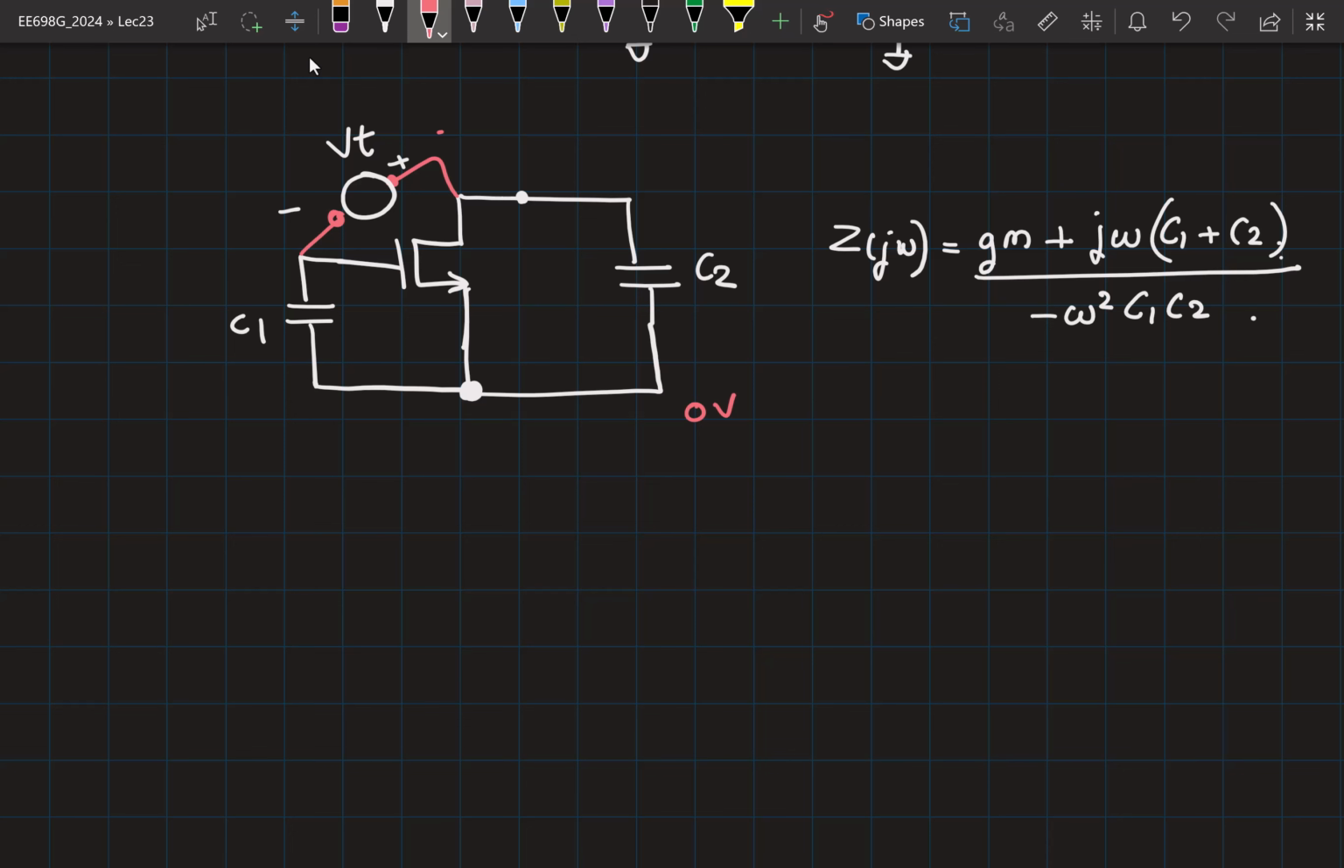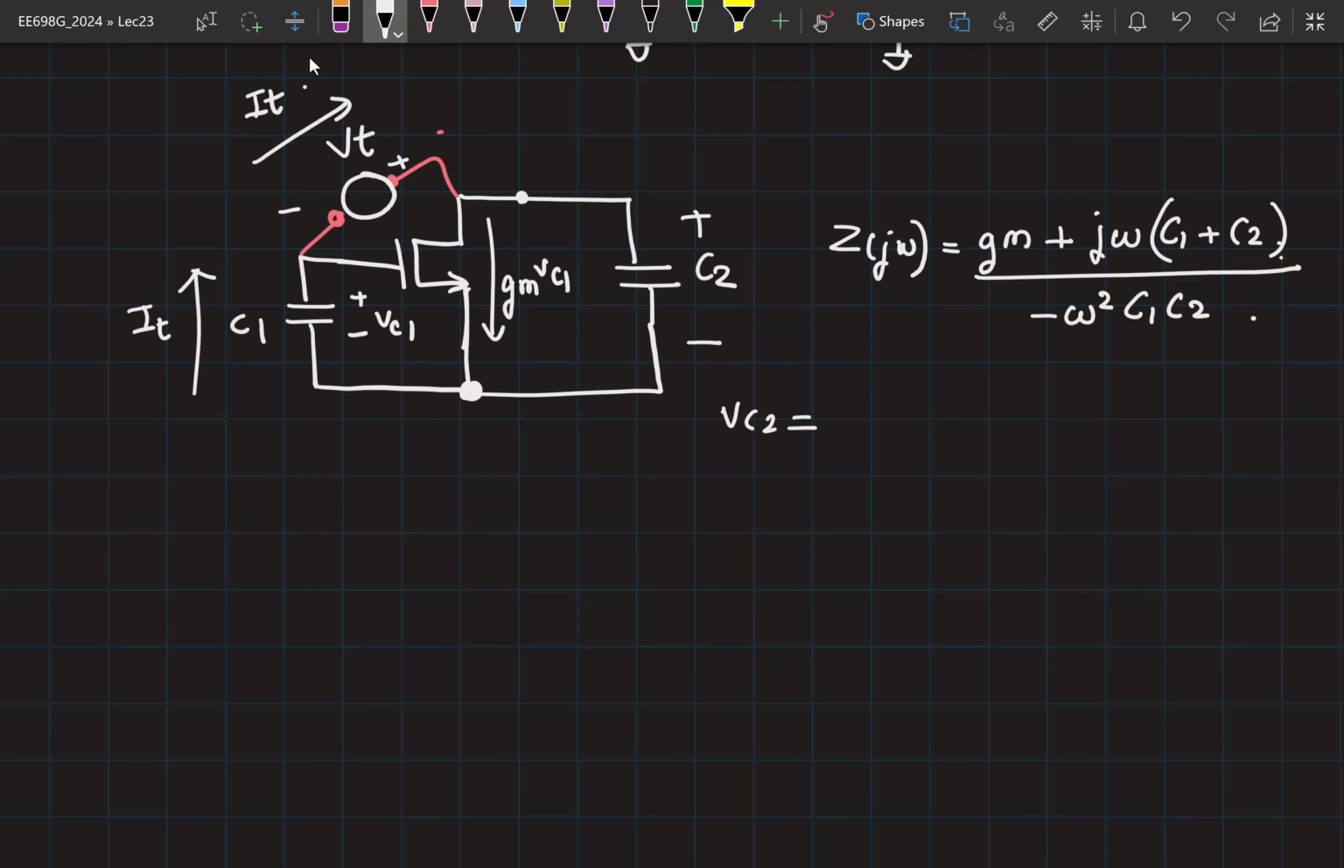So how you can solve this is, again, you could have solved it in multiple ways, but those of you who didn't get there yet, assume some current IT through this, right? The same current IT is flowing through C1. That will develop a voltage VC1 here. So gm times VC1 will be the current through the MOSFET. What is the potential across C2? That will be equal to VC1 plus VT. Right? Now, based on this, you can calculate what is the current flowing through this.